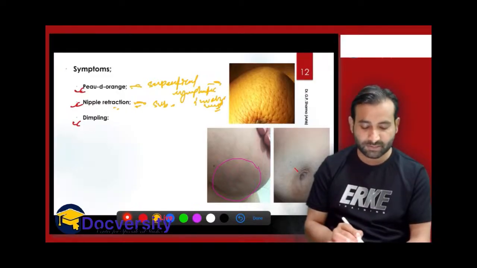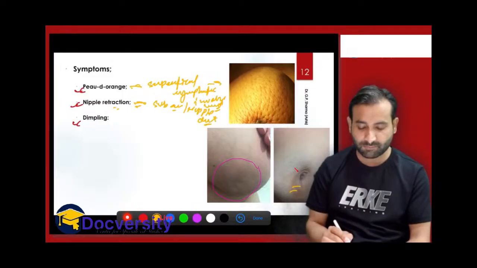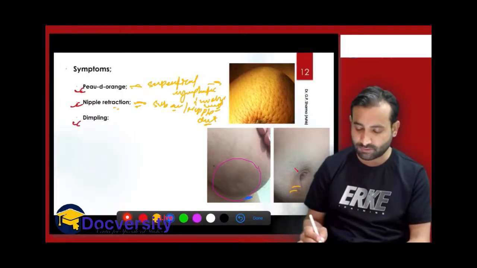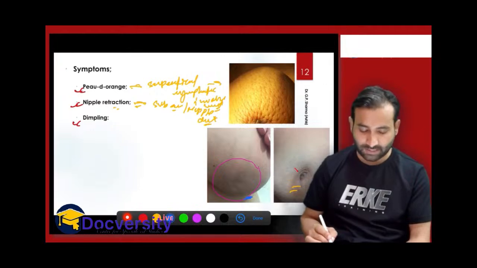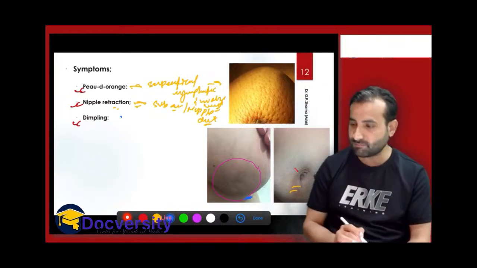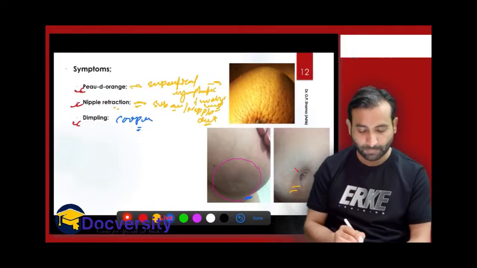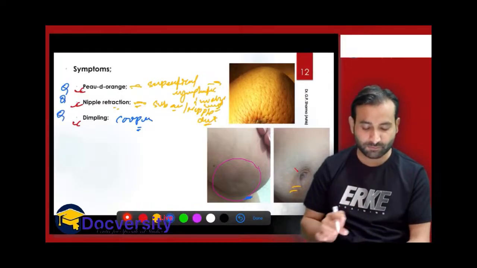Nipple retraction is because of involvement of the subareolar or subnipple duct, so that the nipple will be retracted like this. And you can see, like this, the dimpling. This dimpling is because of the involvement of the ligament of Cooper. Cooper ligament involvement produces the dimpling.